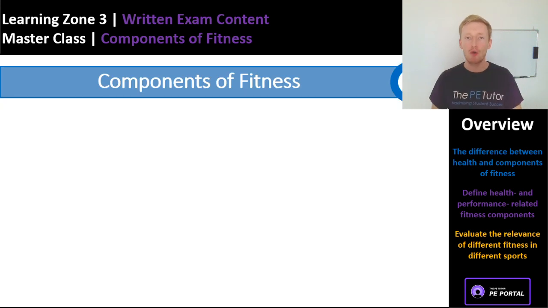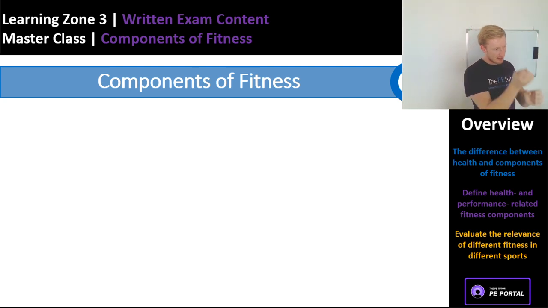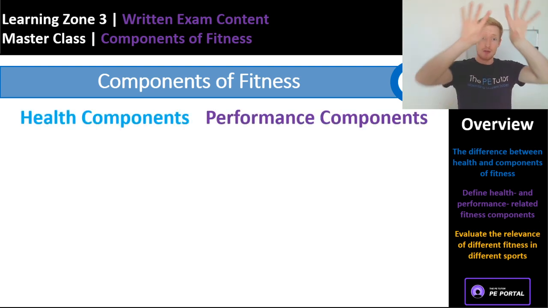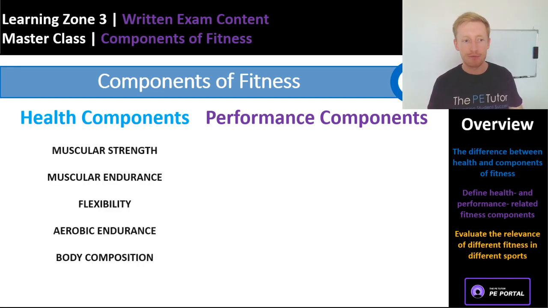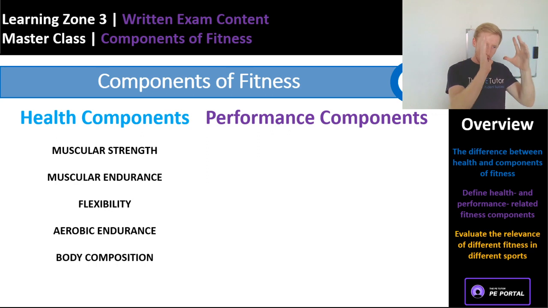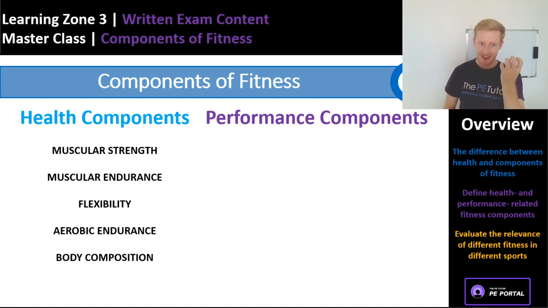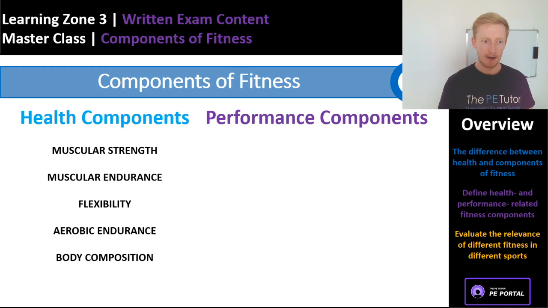So, components of fitness. This is now the second part of everything. We've done health as a whole, we've done fitness as a more specific entity. Now we're going to break fitness apart. And like I said, we have these 2 domains. We've got health components and performance components. So within your health category, we've got muscular strength, muscular endurance, flexibility, aerobic endurance, also termed cardiorespiratory endurance, and body composition.